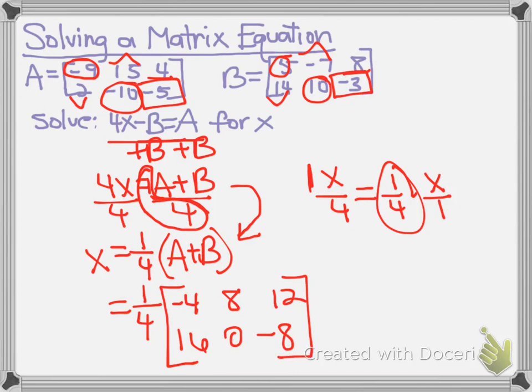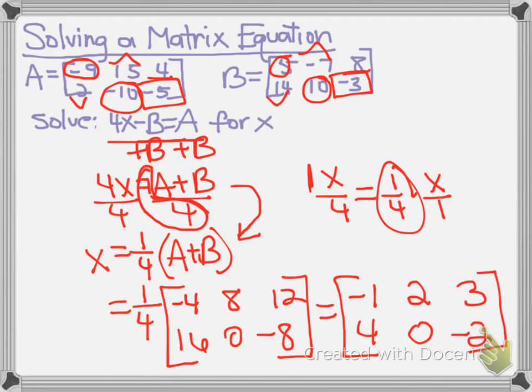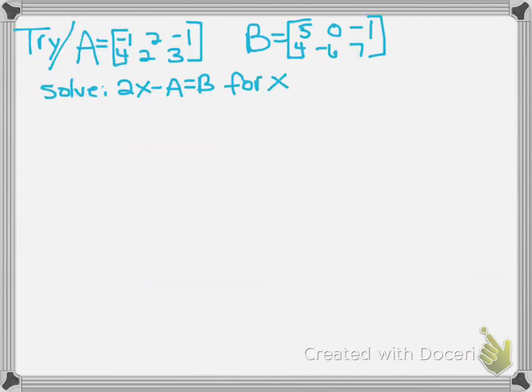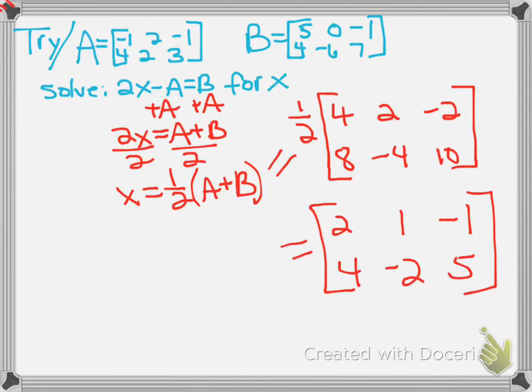And I'm now going to divide each of these by 4. 1/4 of negative 4 is negative 1. 1/4 of 8 is 2. 1/4 of 12 is 3. 1/4 of 16 is 4. 1/4 of 0 is 0. 1/4 of negative 8 is negative 2. That's my solution. Try this one and we'll be done. And here is your solution.